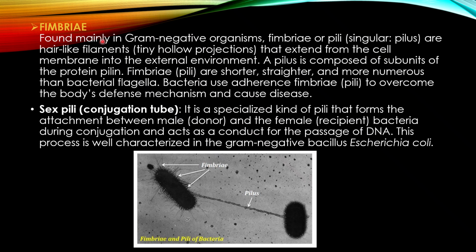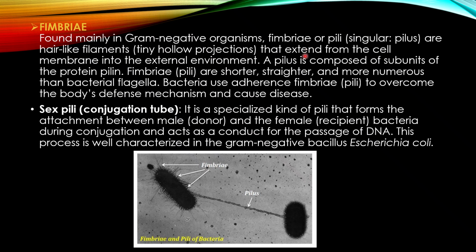Next is fimbriae. Found mainly in gram-negative organisms, fimbriae or pili are hair-like filaments that extend from the cell membrane into the external environment. So apart from the flagella, there are certain other hair-like appendages in gram-negative organisms, which we call fimbriae or pili. When we compare them, the pilus is a little longer when compared to fimbriae.